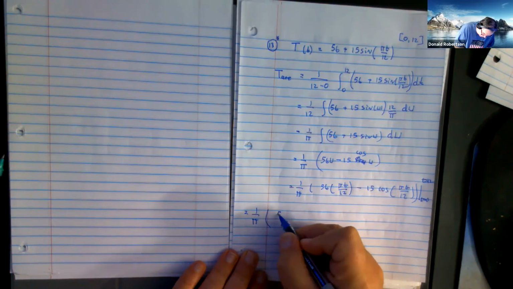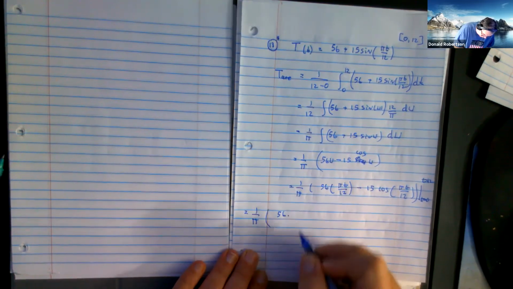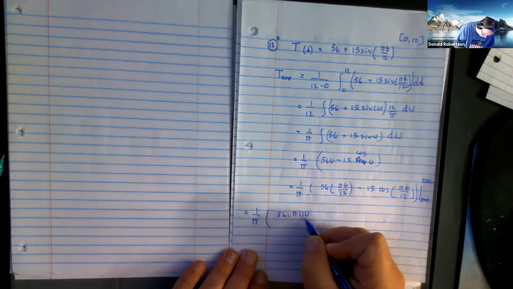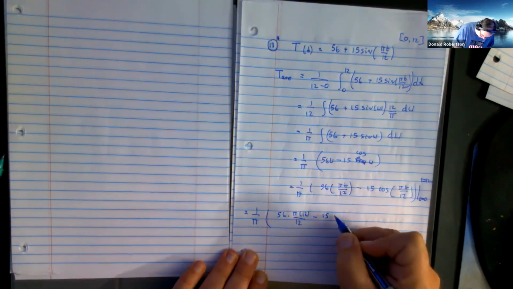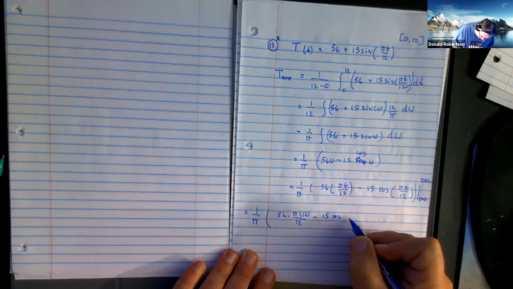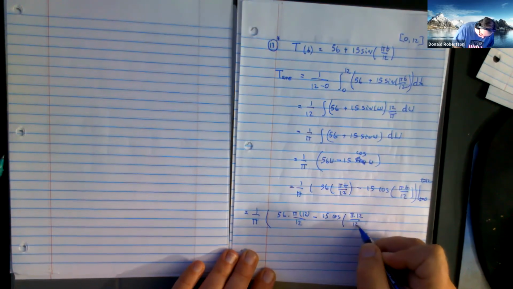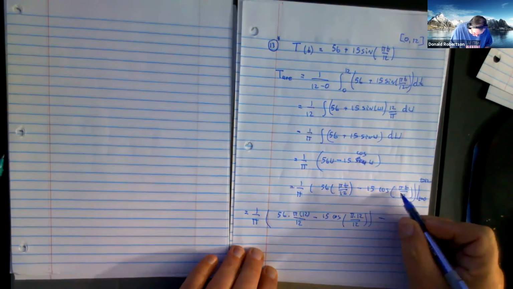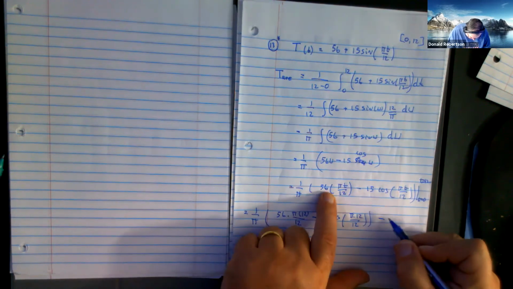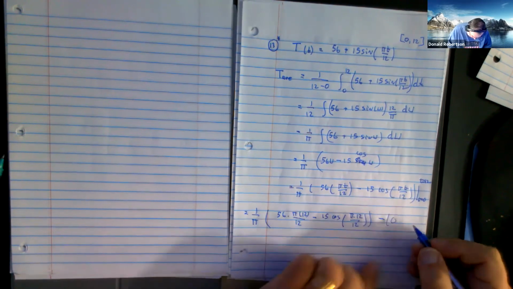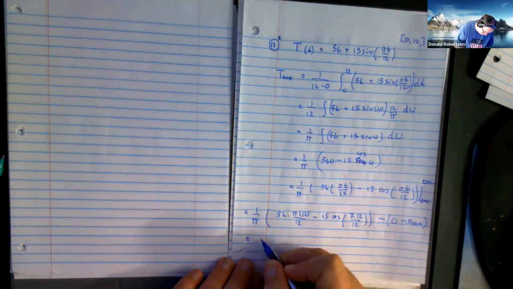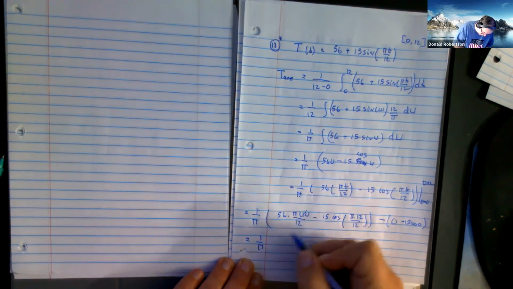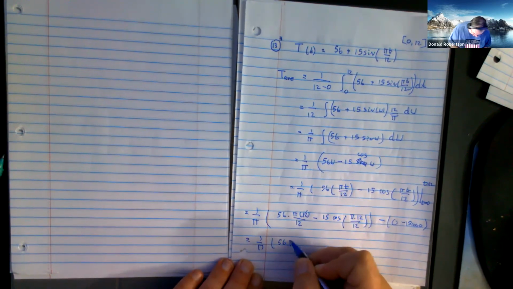It's going to be 56 times pi times 12 over 12. Take away 15 cosine pi times 12 over 12. Take away nothing and minus 15 cosine zeros. They cancel and you get 56 pi.